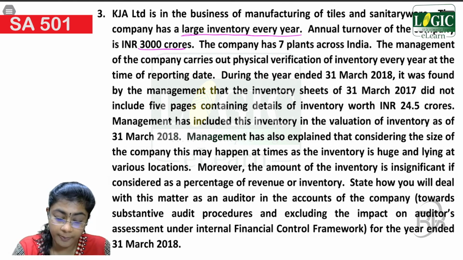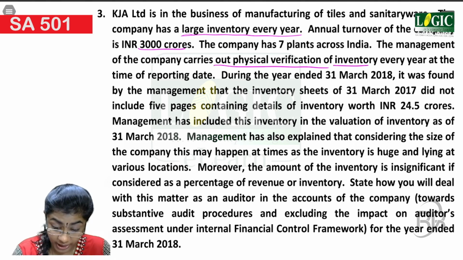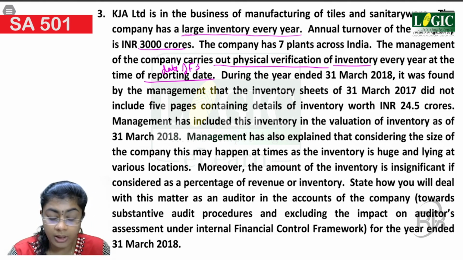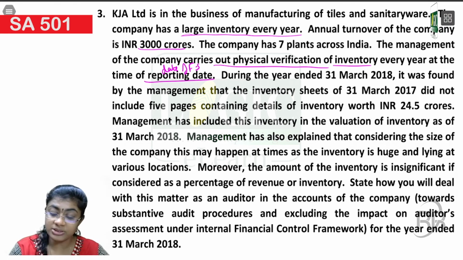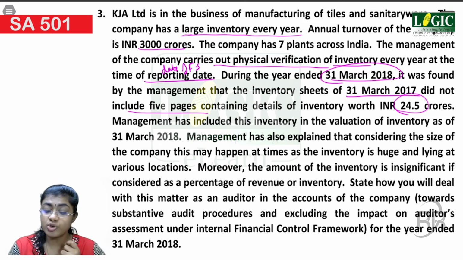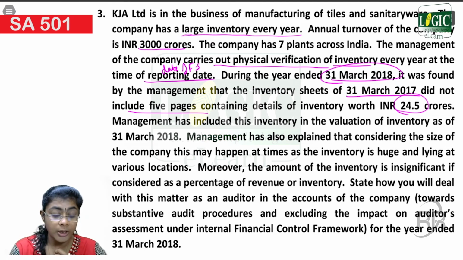The management of the company carries out physical verification of inventory every year at the time of reporting date, meaning date of financial statements. During the year ended 31st March 18, it was found by the management that inventory sheets of 31st March 17, we are in 31st March 2018, did not include 5 pages containing details of inventory worth 24.5 crores. Management has included this inventory in the valuation of inventory as on 31st March.